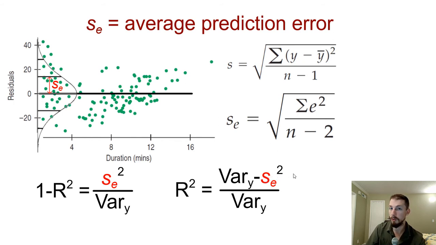Standard deviation of the residual squared, the variation that's remaining in the model, divided by the total variation we had to start out with. So that's going to be the r squared. I just thought that would be nice for you guys to know.